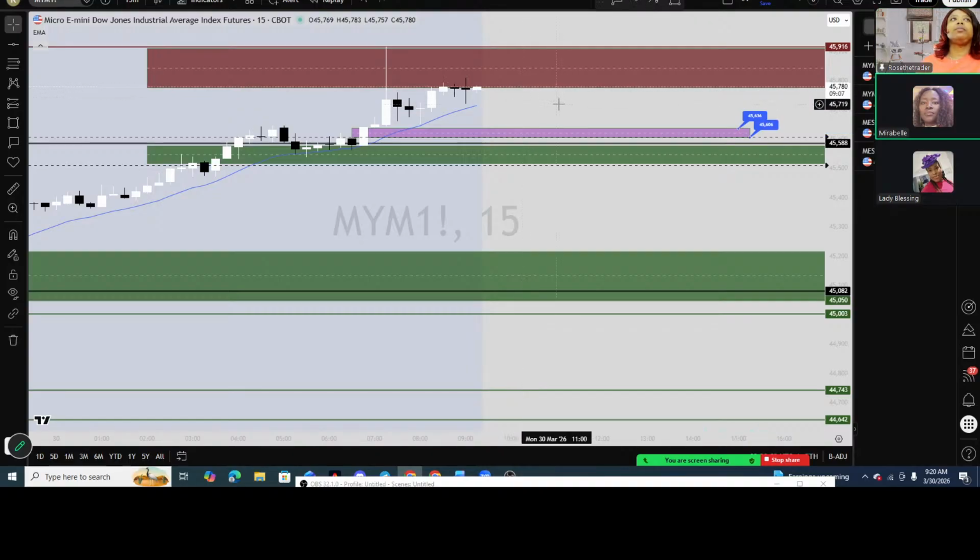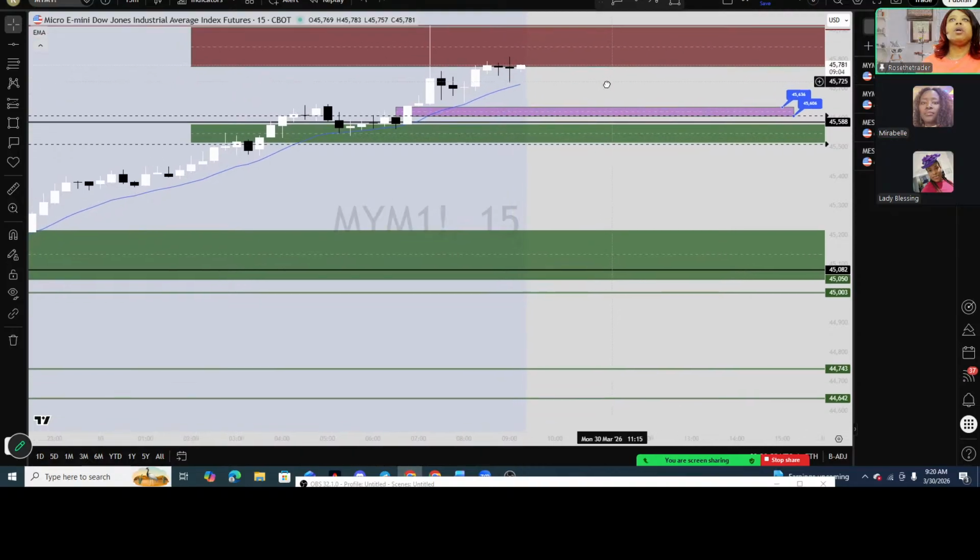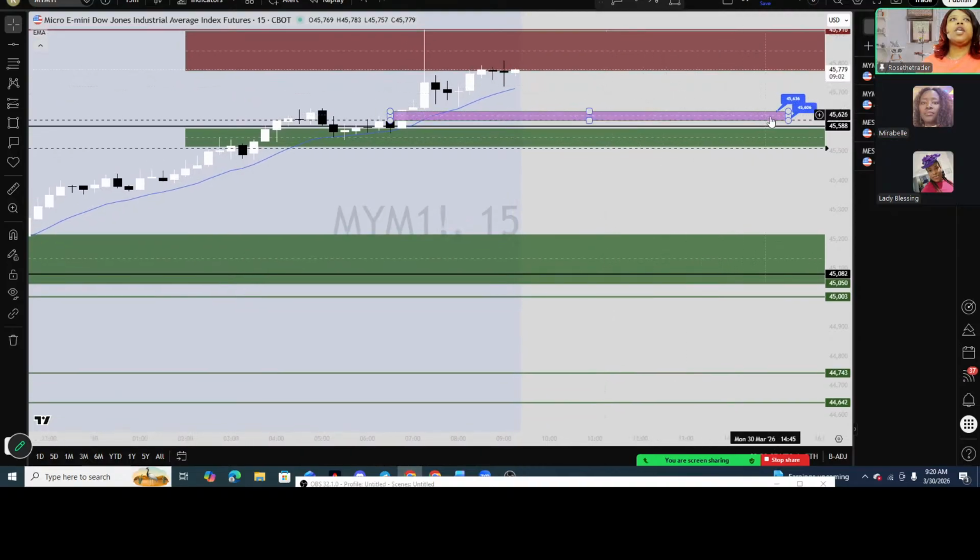If you want. So that's one. And then if you're selling, you can take it here. This is your first TP, and then your second TP will come down.